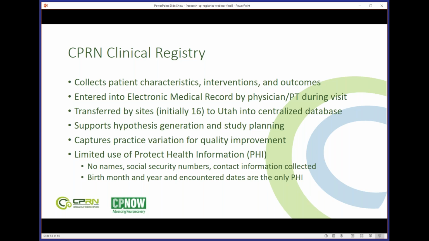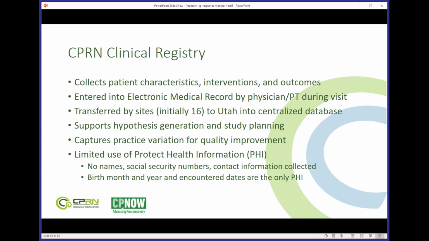The sites transfer their data. Initially it was 16. We're up to actually 18 sites that have committed to it, but not all 18 are implemented yet. They transfer their data to the University of Utah into a centralized database there. And this can be used in many of the types of examples that Dr. Riva-Cambrin used in his talk: for supporting hypothesis generation, for study planning, to look at practice variation that can then be a target for quality improvement, or to do that risk adjustment that he was talking about.